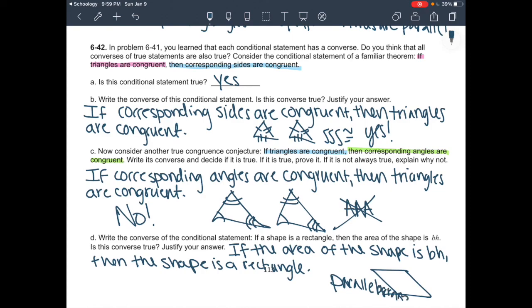And I think that came from the red toolkit. I'm not exactly sure which toolkit we wrote it on, what color it was, but b times h will still give you area. So although it is true for a rectangle, it's not true for only rectangles. So this is not true. It is false because it could be a parallelogram.